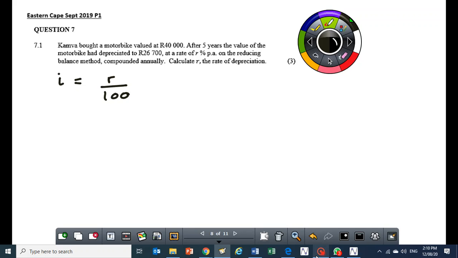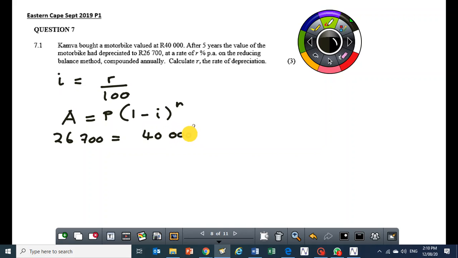The person got a motorbike which was 40,000 rand. After 5 years, the value was depreciated. So we use A equal to P times (1 minus i) raised to the power of n. Our A is 26,700. Our P is 40,000.